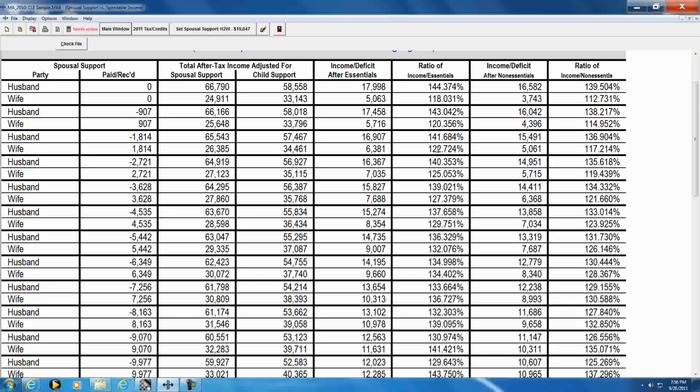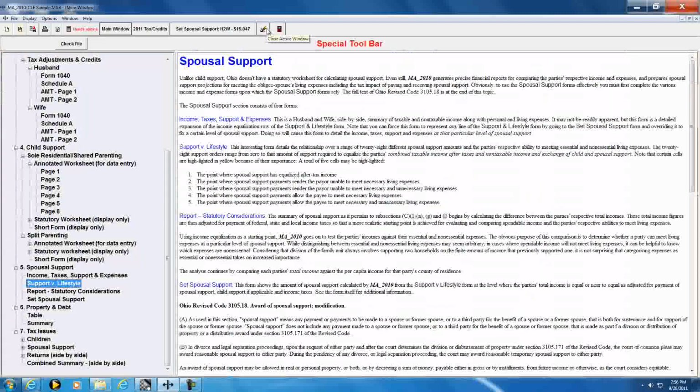Enough said about the lifestyle form. I'm going to use the Close Active Window button to jump back to the main window and show briefly the third item in that section, Statutory Considerations.